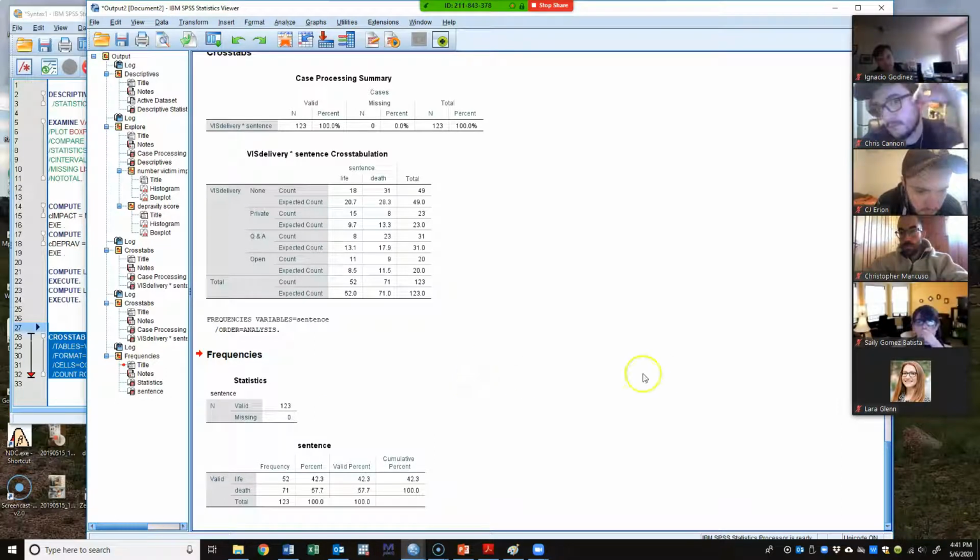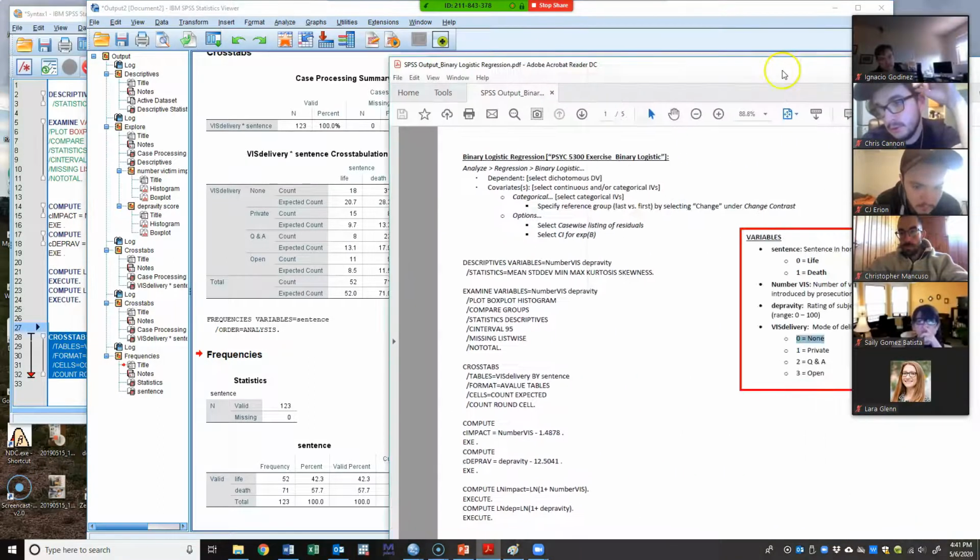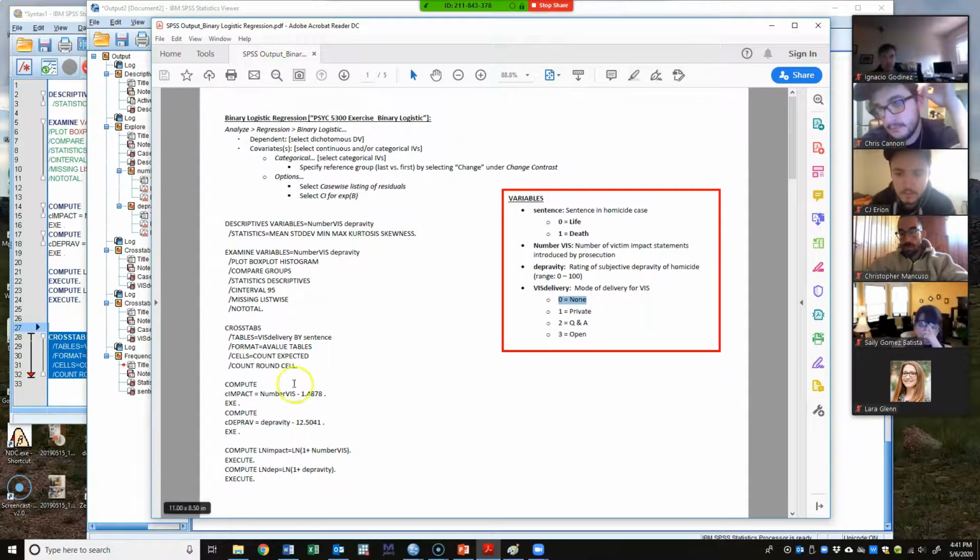Okay. Now, if you take a look at your handout, you'll notice that what I've done here is I've gone through and centered my 2 continuous variables, and then I've calculated the natural log transform of each one of those.